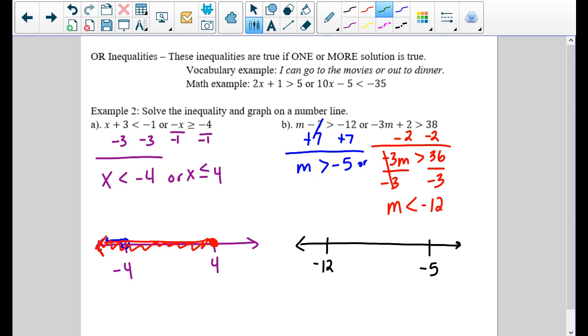Okay, so m is less than negative 12, so open circle at negative 12. Less than is shaded to the left. M greater than negative 5, open circle at negative 5. Greater than is shaded to the right. So here is your more traditional graph of an or inequality. You have the dots, and they're shaded away from each other for the most part.